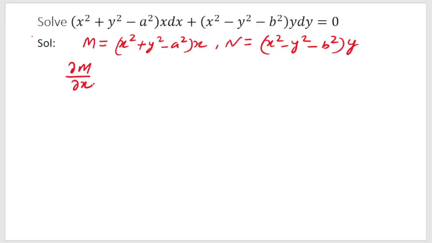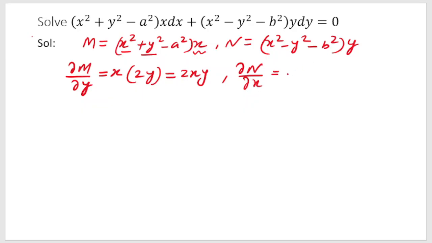So I will take del M by del y, not del x. Because we have to differentiate with respect to y, x is a constant, so I take x. x square will give me 0, y square will give me 2y, and a square will give me 0. So we just get simply 2xy. Similarly, if I have to find del N by del x, here y is constant and I have to differentiate the expression in the bracket. So x square will give me 2x, y square will give me 0, b square will give me 0. So this is also 2xy.